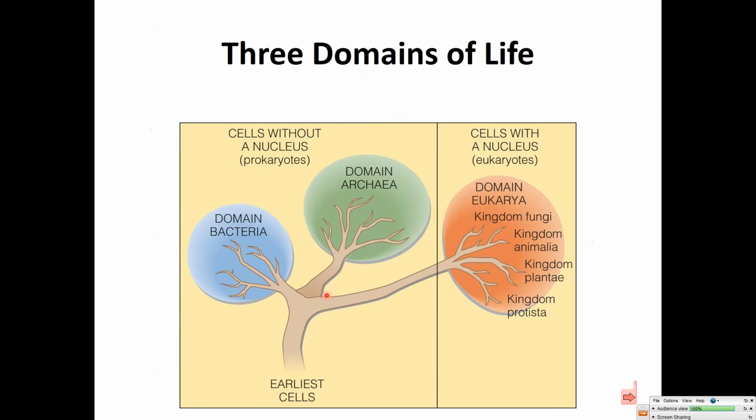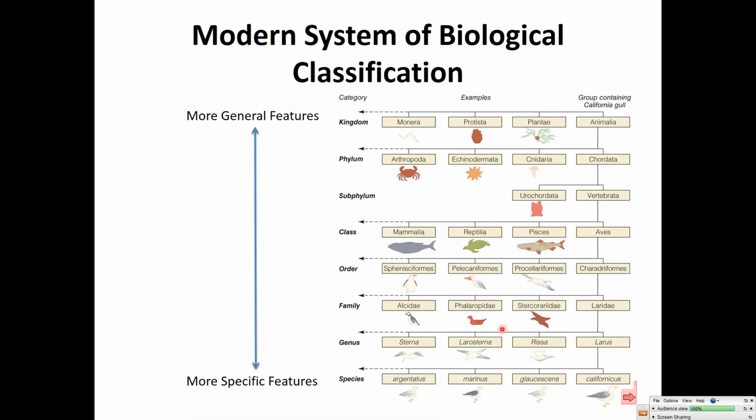So these are basically three domains of life. You have bacteria and archaea, those are prokaryotes, and then you have eukaryotes, those organisms whose cells have a nucleus. And if we look at an example, say a seagull, we can put it in these levels of classification. Here you see these categories running down: kingdom, phylum, subphylum, class, order, family, genus, species. And the various kingdoms, we have Animalia, plants, protists, monera, these are very general groupings of organisms.